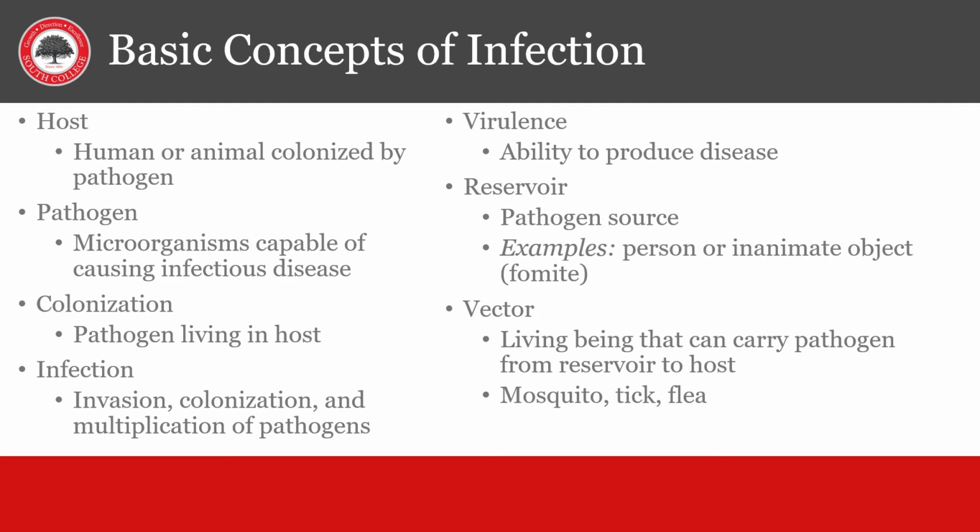Virulence is how much disease the pathogen produces. Reservoir is a pathogen source. Foci is an inanimate object carrying the pathogen. And lastly, vector is a living being carrying the pathogen. Usually has no symptoms.